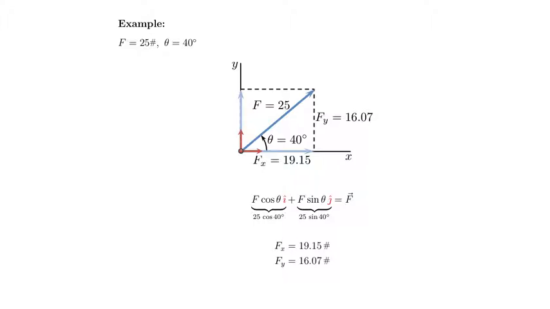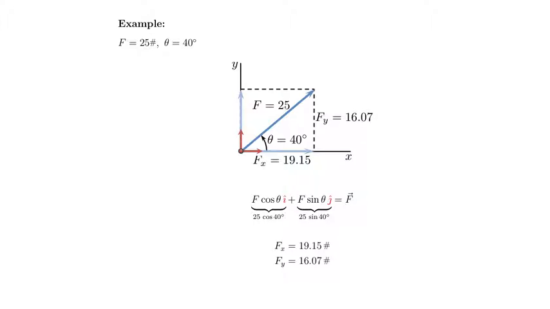Now let's do a quick example. Let's take the magnitude of the vector to be 25 pounds and the orientation angle theta with respect to the x-axis to be 40 degrees. Evaluating the numerical values, we find fx equals 19.15 pounds and fy equals 16.07 pounds. Looking at the significant digits, we could safely save the final answer as approximately 19.2 pounds and fy equal to 16.1 pounds.